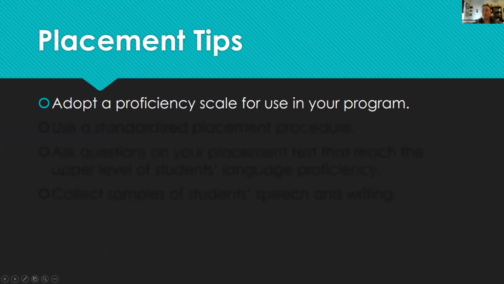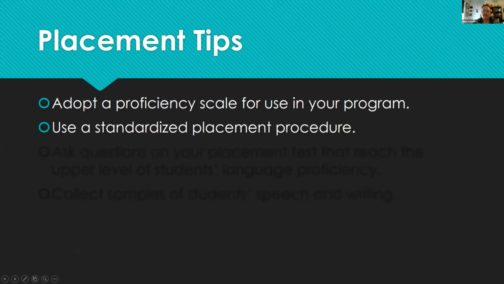So the first is to adopt a proficiency scale for use in your program. Those are the proficiency scales that I mentioned earlier. If your program can adopt one of those scales to use as a reference point for the levels in your program, for the textbooks that you select, for your curriculum, that will help everyone to be on the same page and to be thinking about proficiency in the same way. What does it mean for someone to be a beginner, intermediate, or advanced? When is a person ready to move from one level to the next level? It can help to have those descriptors to guide our thinking about proficiency.